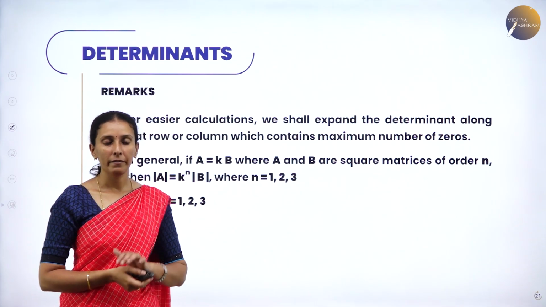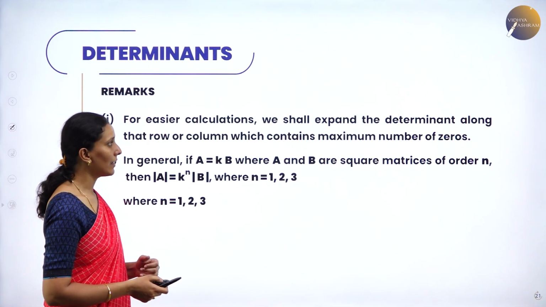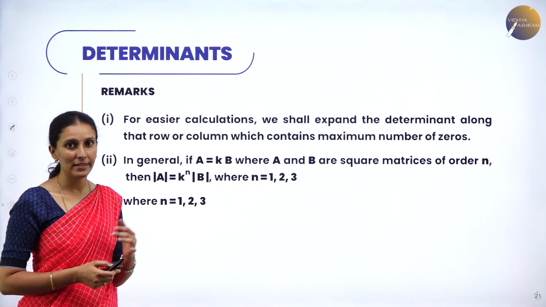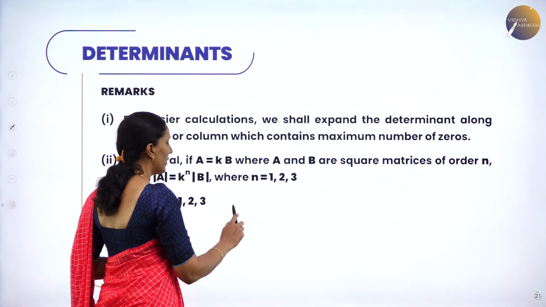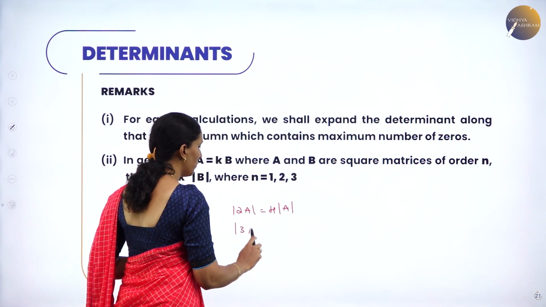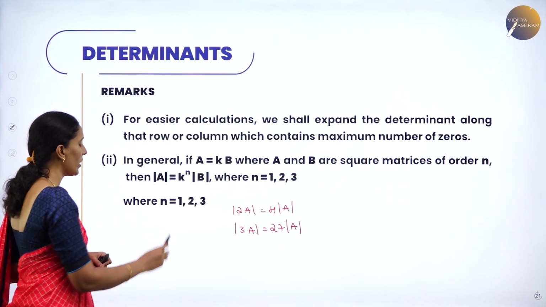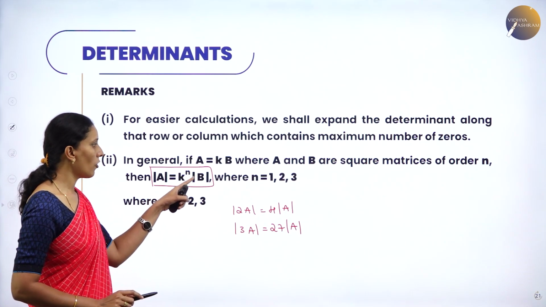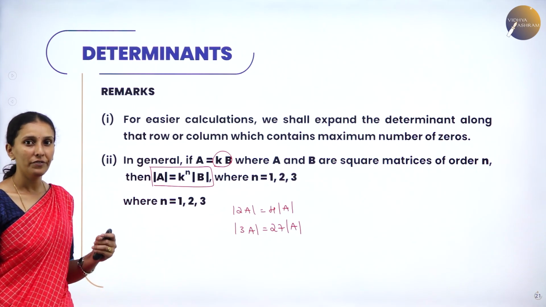So from the previous observations of evaluating the determinants, we have points to remember. For easier calculation, we shall expand the determinant along the row or column which contains maximum number of zeros. And here we have solved these kind of problems. We have taken determinant of 2A is 4 times determinant A. Determinant of 3A is 27 times determinant A. So in general, we can express determinant of A is equal to k to the power n of determinants B if your second matrix is the scalar multiple of your first matrix.